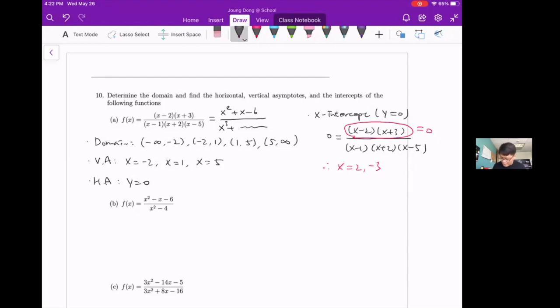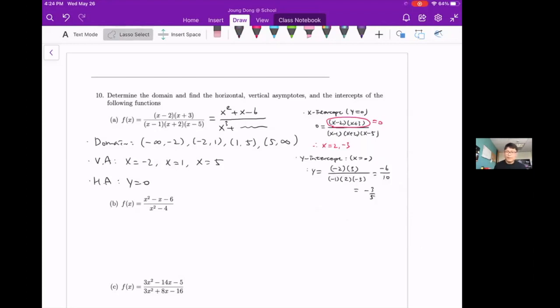Then what about the y-intercept? That is also simple. We simply plug in x equals 0. Then what is y? Plugging in 0: 0 minus 2, 0 plus 3, over 0 minus 1, 0 plus 2, and 0 minus 5. So it is minus 6 over 10, which is negative 3 over 5. That is your y-intercept, and it must be written as (0, -3/5).